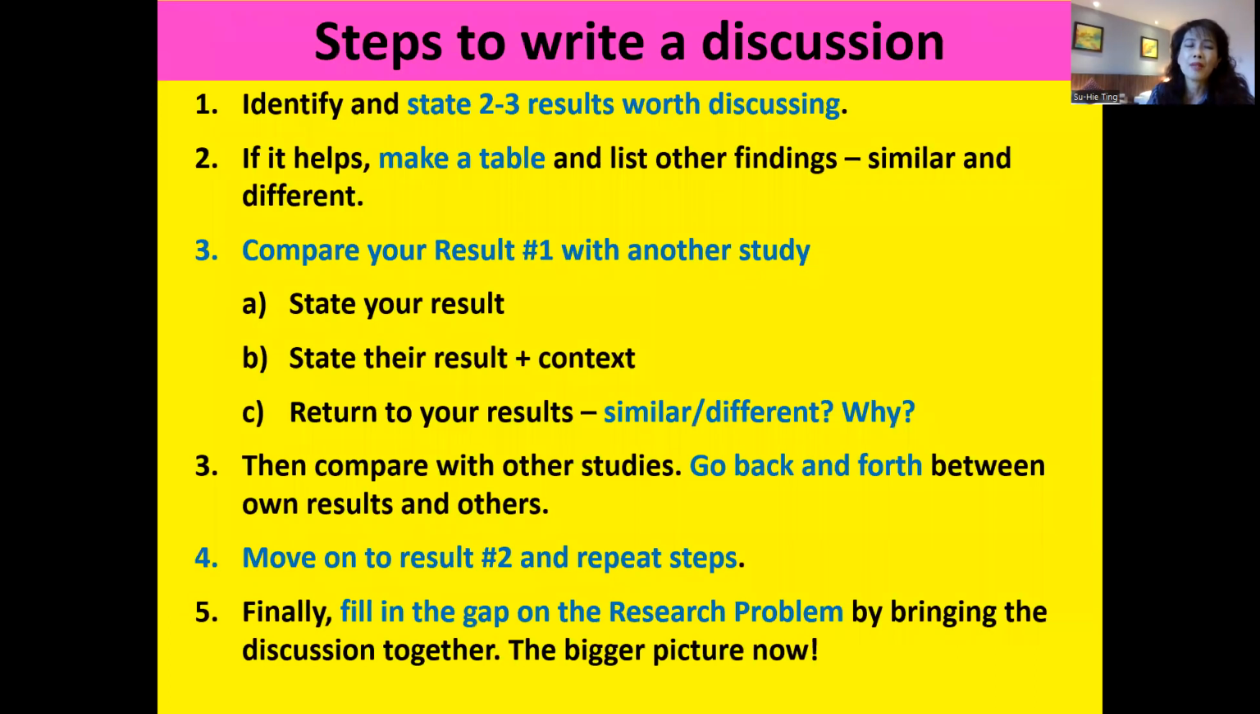So here are the steps. I have shown you the very first step. Identify 2 or 3 results worth discussing. I also found that it probably helps if we make a table and say, this is my result number 1. So and so found similar results. So and so found different results. So at least then we know who are similar to us and who are different from us.